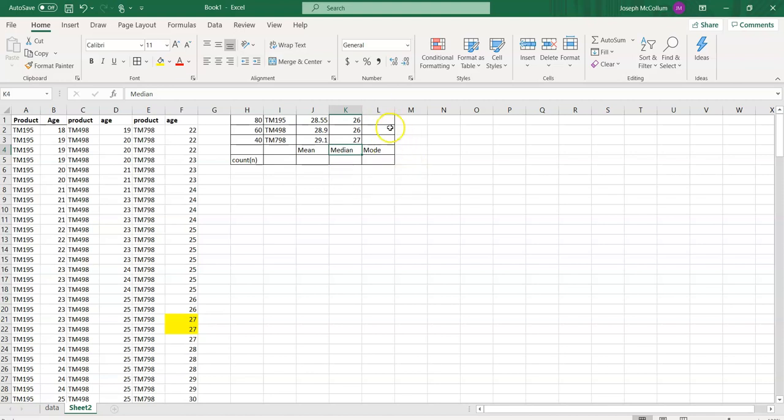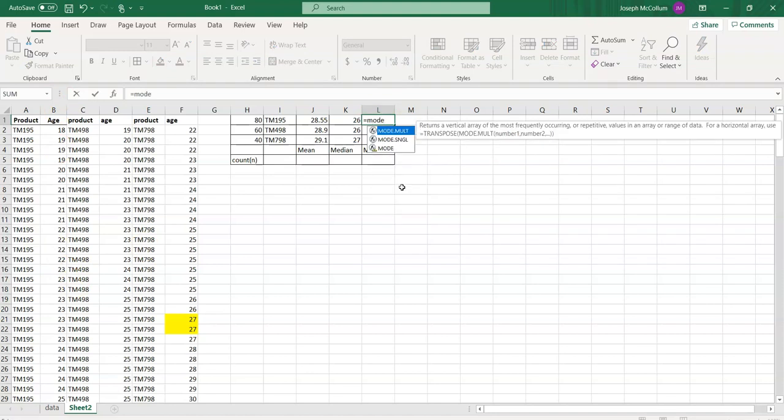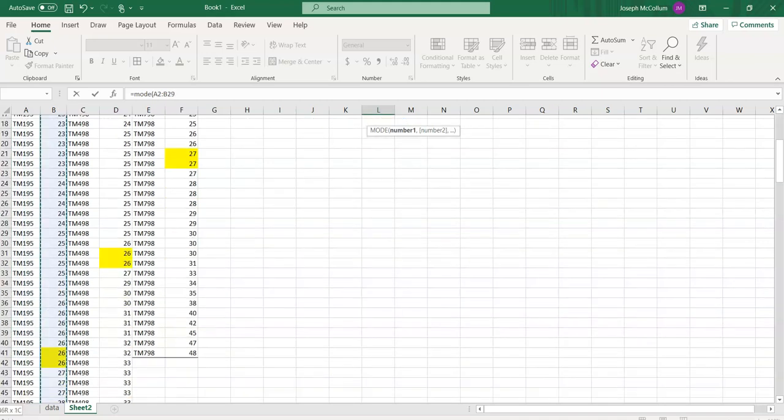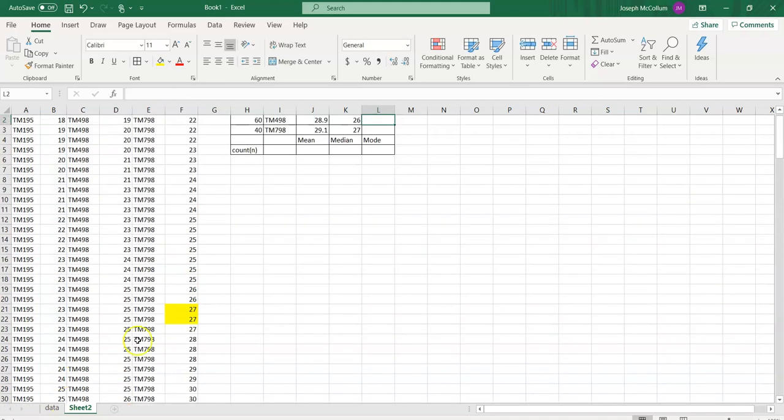All right, let's look for the mode. The mode would be the number that appears the most often. So, good news, Excel has the ability to find the mode. But there is an issue with the mode. When you highlight the data, it'll look for the mode, but if there's two modes that are the same, if it's bimodal, it'll only pick the first pair.